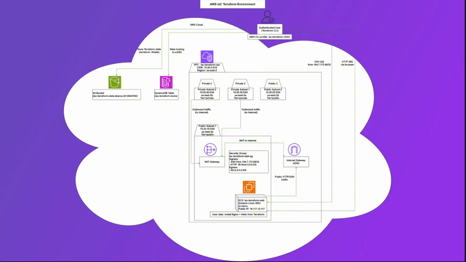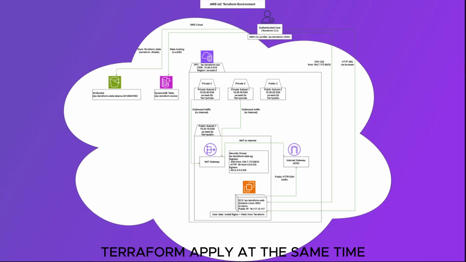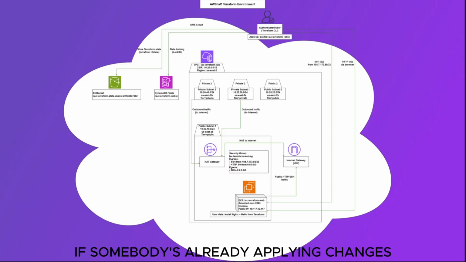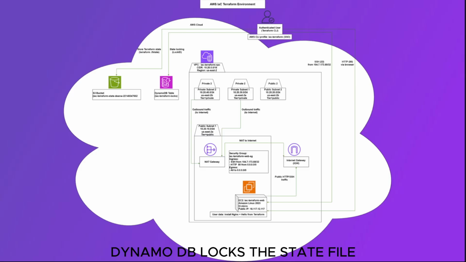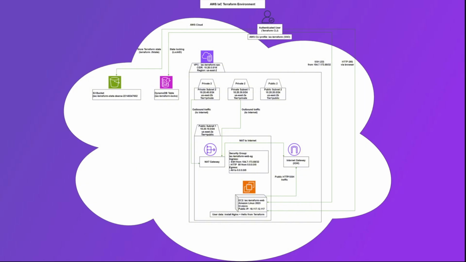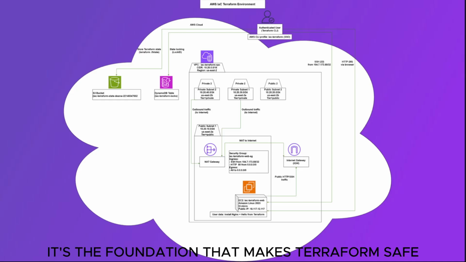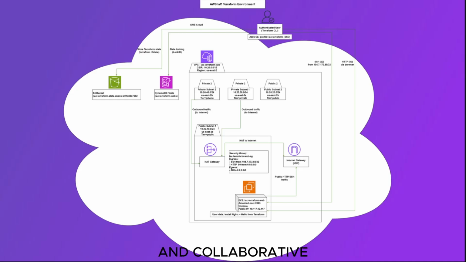IAC-terraform-locks. Its job is to prevent two people from running Terraform apply at the same time. If somebody's already applying changes, DynamoDB locks the state file, and the next person has to wait. In a team environment, this is non-negotiable. This bootstrap phase happens once, and then all future Terraform runs use this backend. It's the foundation that makes Terraform safe and collaborative.